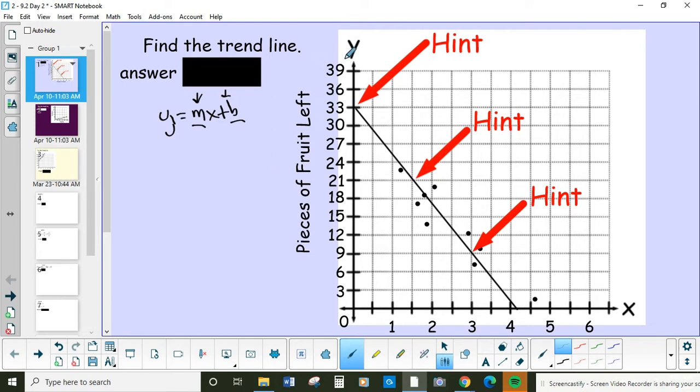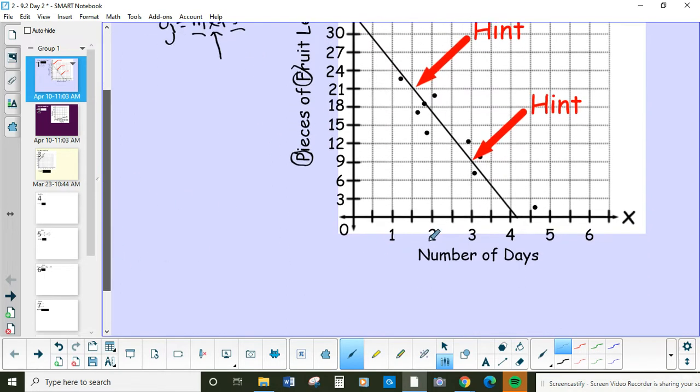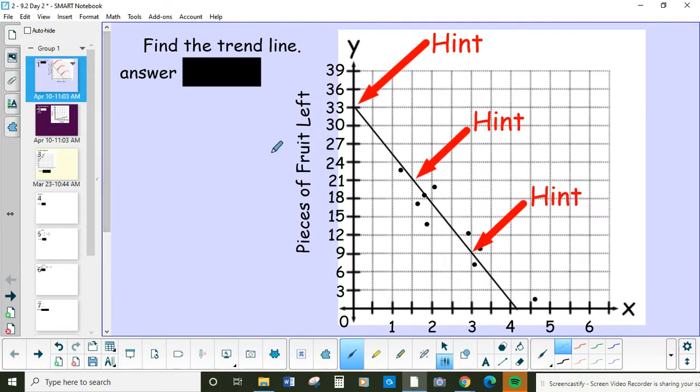Now, sometimes instead of saying y, we might use some letter like P for pieces of fruit or F for fruit. Down here, instead of writing the letter x, we might use N for number of days or D for number of days, right? But it's all the same stuff that we've done earlier this year. So let's review that. What's new is we have some scatter plots and then we drew a line through the middle of those. That's the only part that's new. The rest is the same.